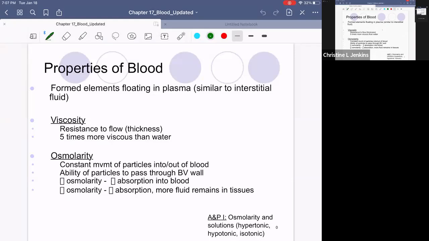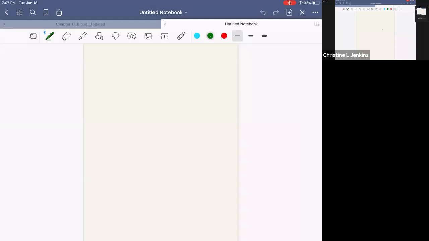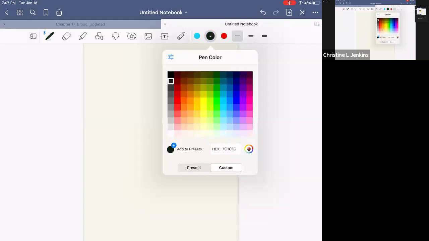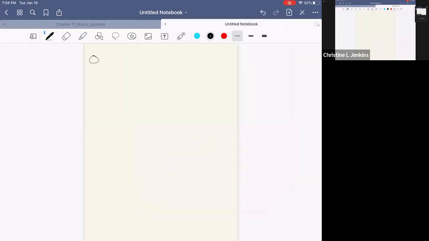So I want to talk about osmolarity, and there's a bunch of ways you can define it. These first two bullets are proper definitions of osmolarity, but I'm going to give you maybe something simpler. The way that I think it's easiest to talk about osmolarity, we talked about this in A&P1. Osmolarity, the concentration of the solute.